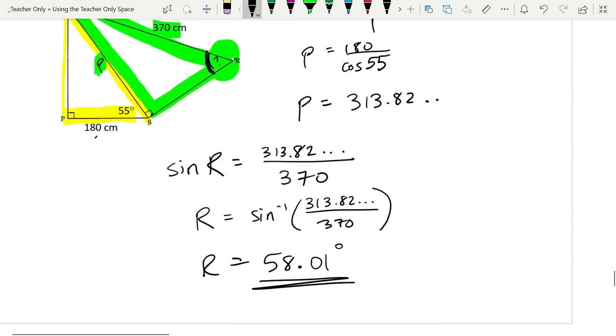So let me try it here. 180 divided by cos 55, and there's that number. Then I take that number, so I go inverse sine of open a bracket, paste that answer, and divide by 370. And 58.01245885, yep, that's it. Again, we only needed 2 decimal places, so that's plenty accurate. By the time you'd be that many decimal places, I mean centimeters, think about how small that would be. You'd be accurate to the nearest electron orbital or something.